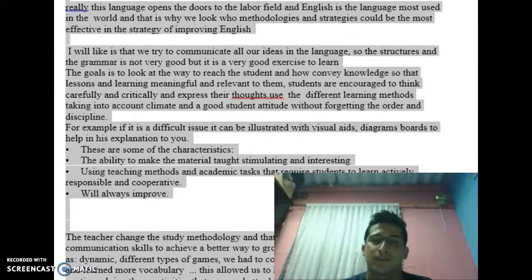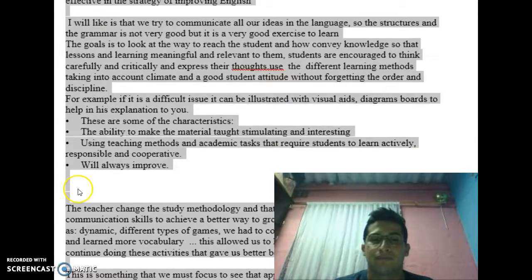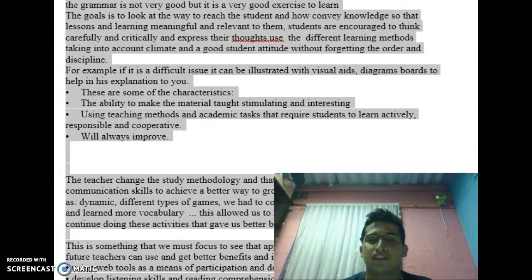For example, if it is a difficult issue, it can be illustrated with visual aids, diagrams, boards that help in the explanation to you. These are some of the characteristics: the ability to make the material sound simultaneous and interesting, and using teaching methods in academic tasks that require the students to learn through activity, response, and cooperation will always improve.